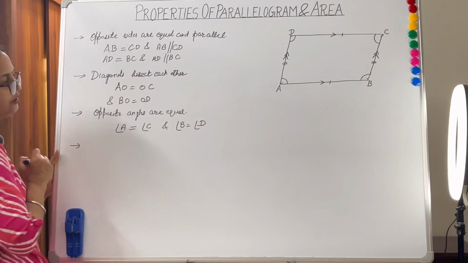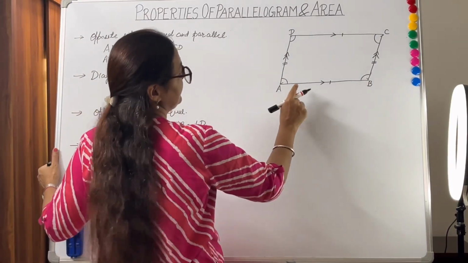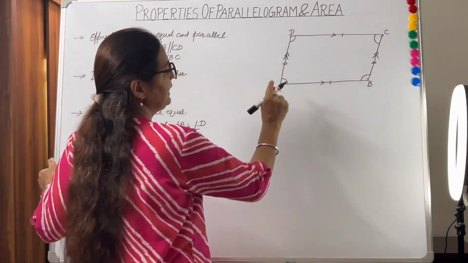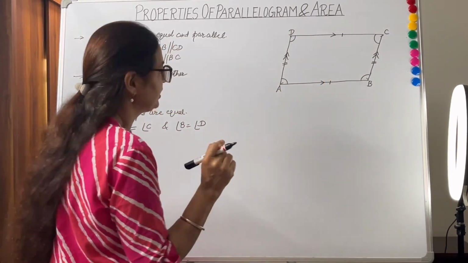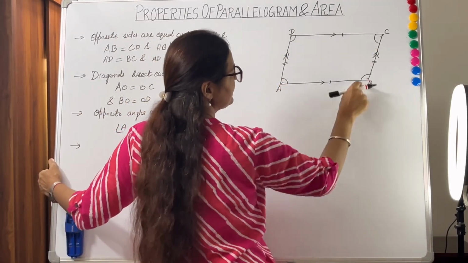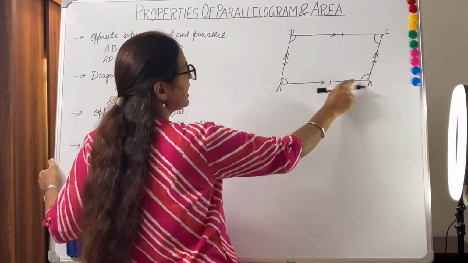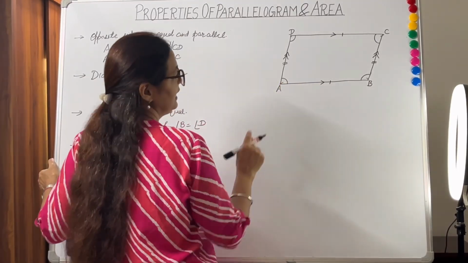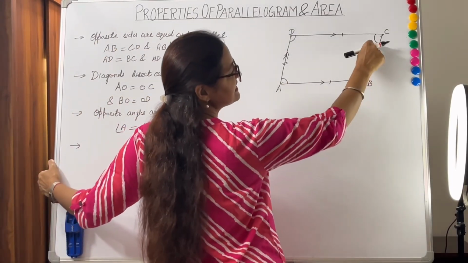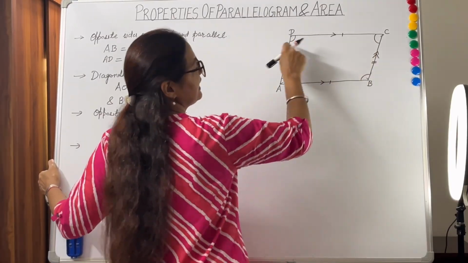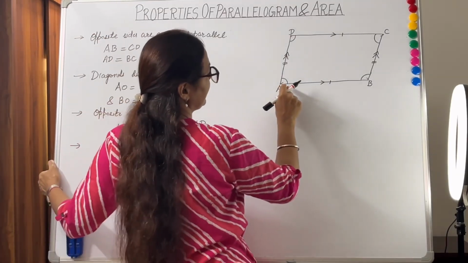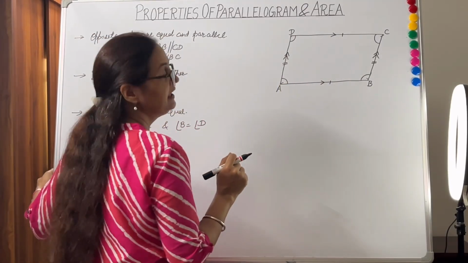Now the fourth property is adjacent angles. I hope everybody knows adjacent angles क्या होते हैं. वो एंगल्स जिनकी एक आर्म कॉमन होती है. जैसे एंगल ए की दो आर्म्स हैं AD एंड AB and B की two arms हैं BC and AB. So AB is the common arm between angle A and angle B. So angle A and B are adjacent angles. Similarly, B and C are adjacent angles. C and D are adjacent angles and D and A are adjacent angles. Now, इनकी क्या property है कि adjacent angles in a parallelogram are supplementary.